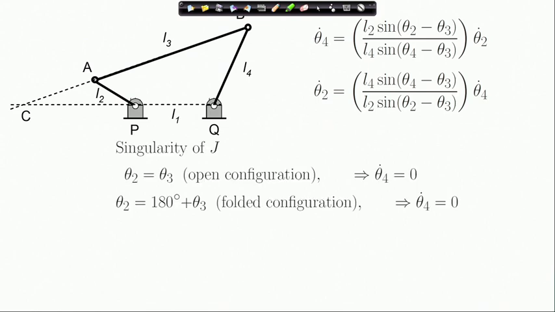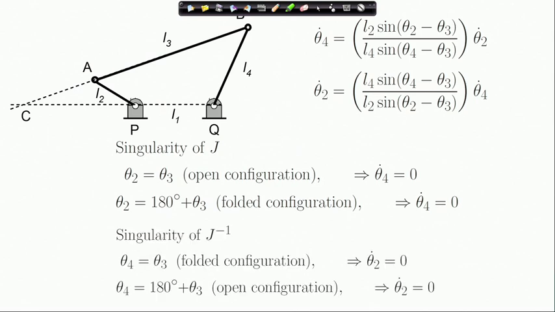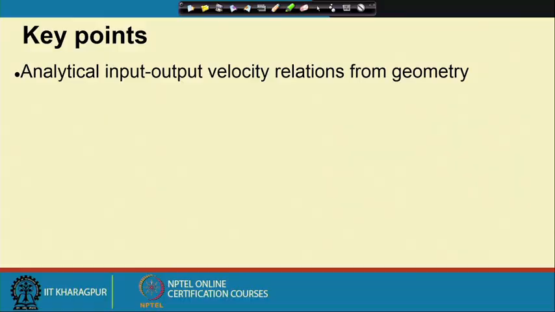So, this is what I have discussed, singularity of J when theta 2 equal to theta 3, then J is singular, theta 4 dot goes to 0. This is the open configuration, and the other solution theta 2 is 180 degree plus theta 3 is a folded configuration where also theta 4 dot goes to 0. And the other situation where singularity of J inverse, that means J inverse becomes 0 or non-invertible, where theta 4 is equal to theta 3 which is folded and theta 4 is 180 degree plus theta 3 which is open. Both cases theta 2 dot is 0.